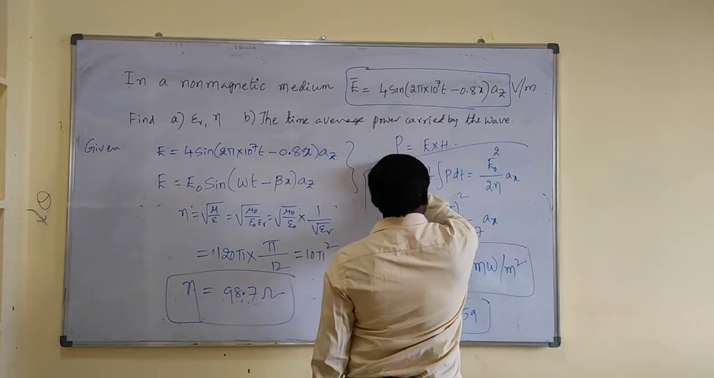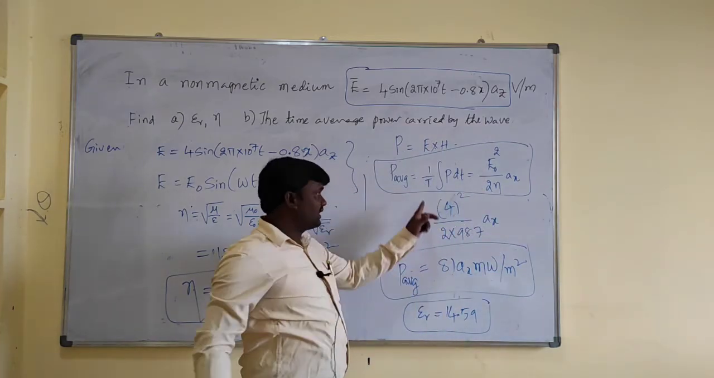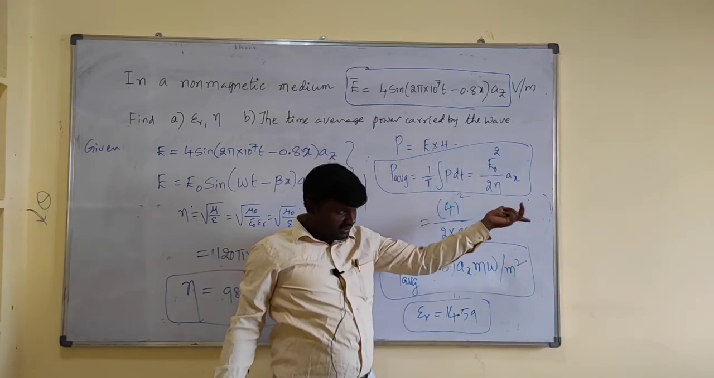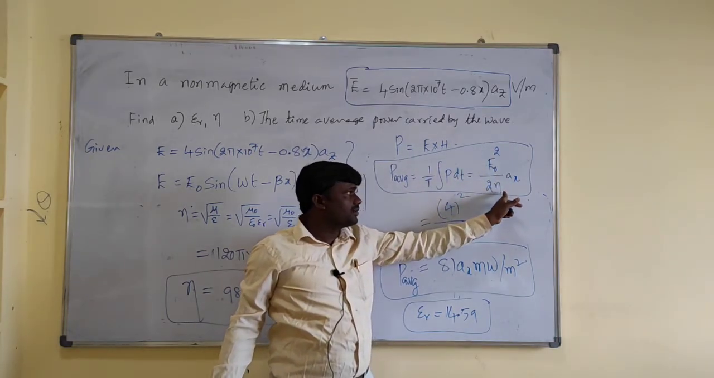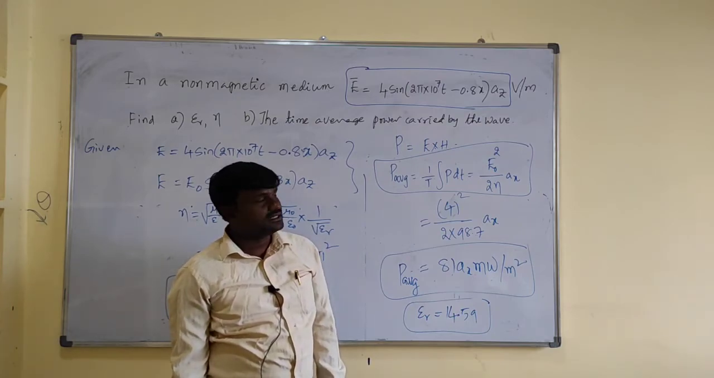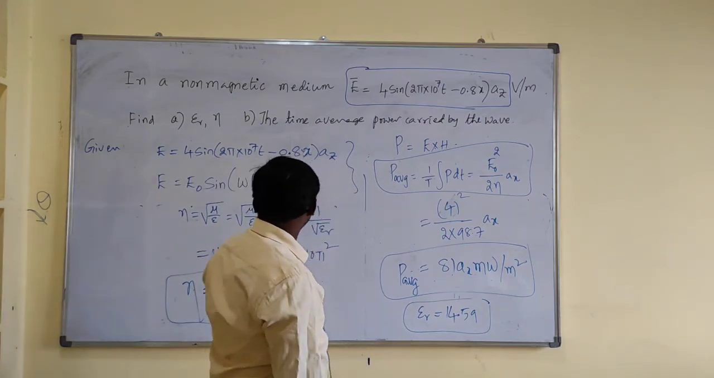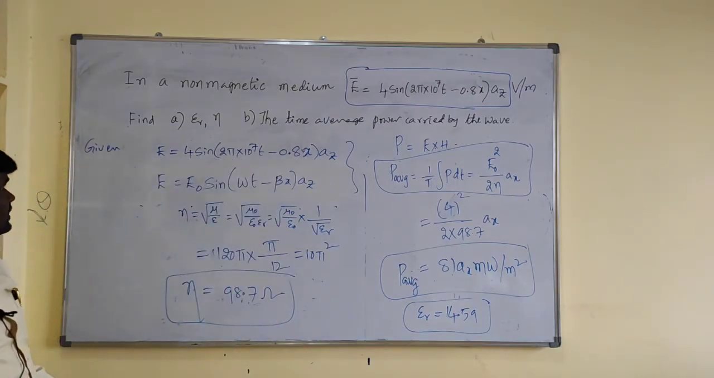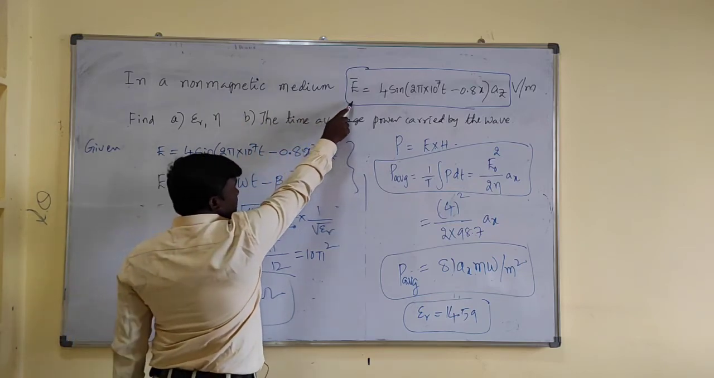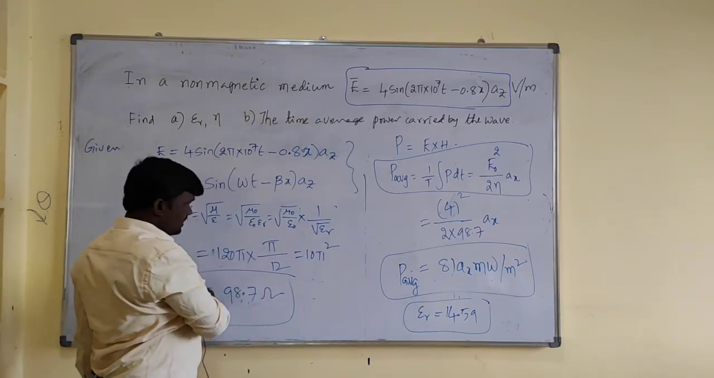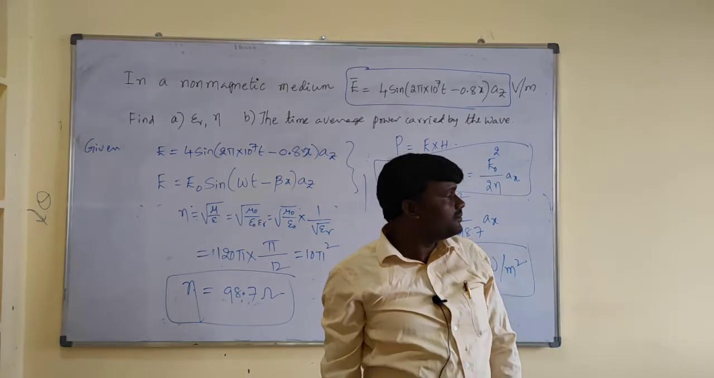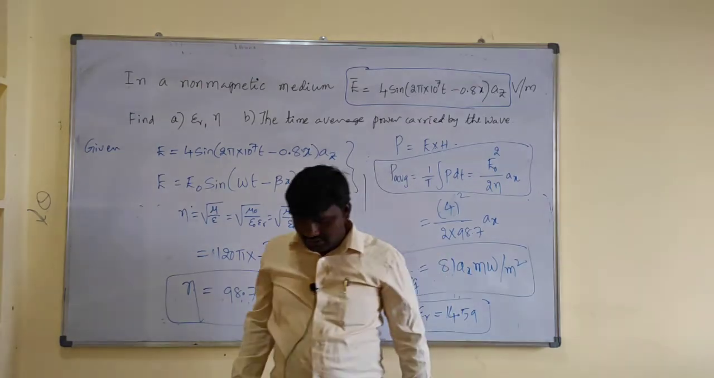Please make a note of this. The time average Poynting vector can be calculated as 1 by 2 integral P dt. Finally, after simplification, we get E naught square by 2 eta Ax, for the lossless medium. Clear? So this is all about the calculation of the relative permittivity for the non-magnetic medium if E is given like this, and the calculation of eta and the time averaging Poynting vector. Okay, we will meet in the next class.